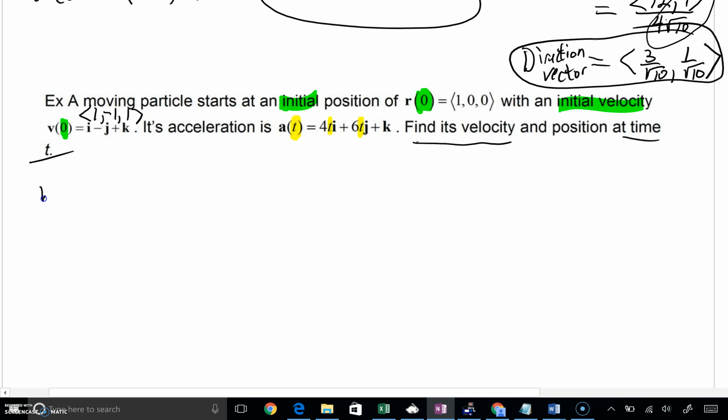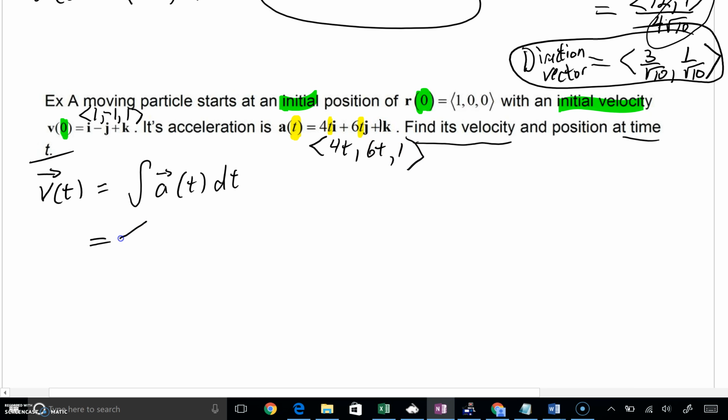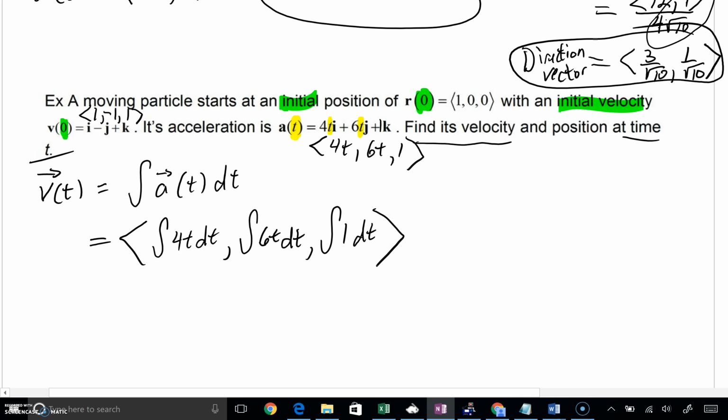So if you want to find your velocity vector with respect to just time t, you might say, well, won't I just be integrating my acceleration vector with respect to t? And indeed you will. Look, your acceleration vector is 4t, 6t, 1, right? So this is going to be a vector of the integral of 4t dt for my x component, the integral of 6t dt for my y component, and the integral of 1 dt for my z component. So I'm integrating that acceleration vector. I have to integrate each of those components separately.